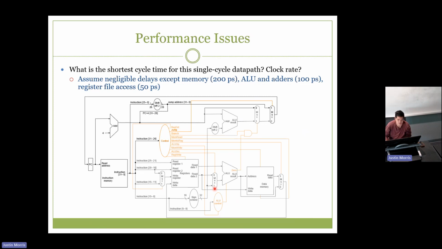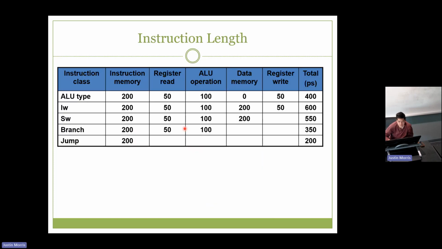So one of the big problems with this single cycle data path is performance. So what is the shortest cycle time for this data path? It's saying that we have these different stages, right? Memory, ALU, and adders are 100, and the register file is 50. And if we created a table based on our different instruction types that we have.